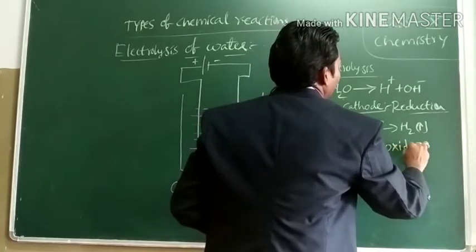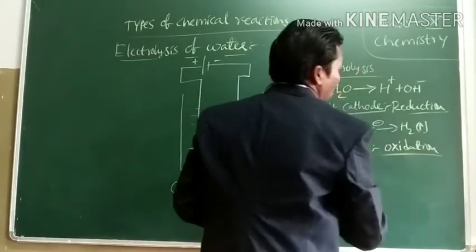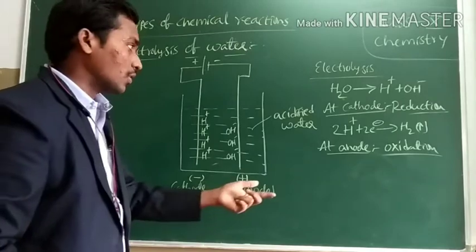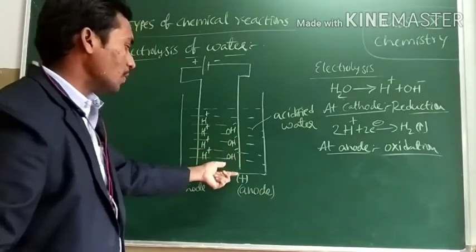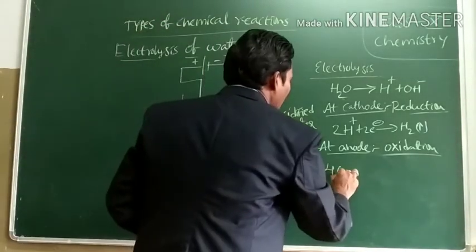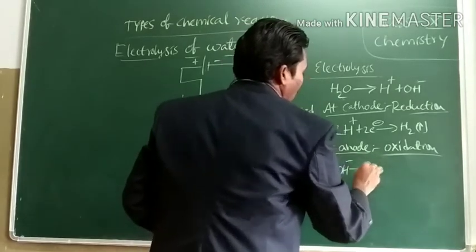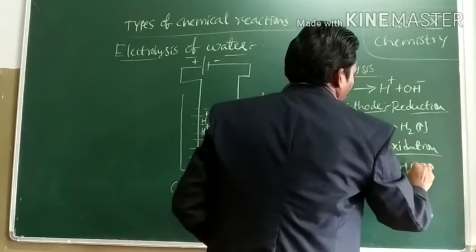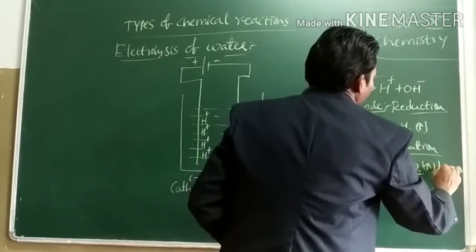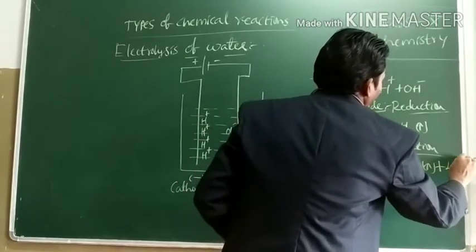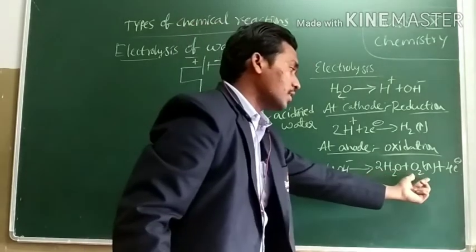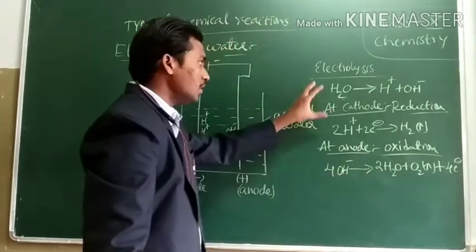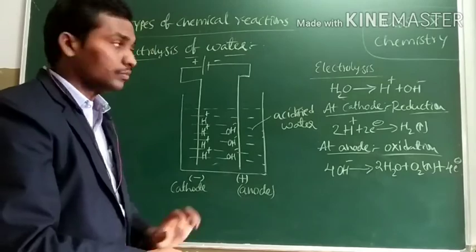the anode, oxidation takes place. Oxidation means loss of electrons. At the anode, OH minus ions are liberated. These OH minus ions transform to water, oxygen, and 4 electrons. So at the anode, oxygen gas is liberated. So this is the electrolysis of water.